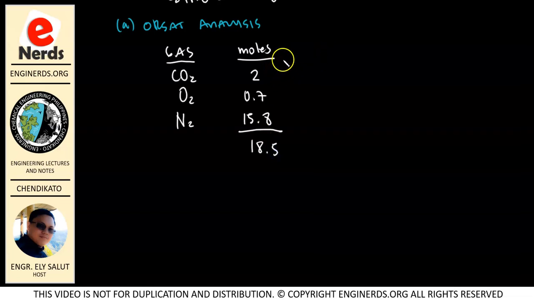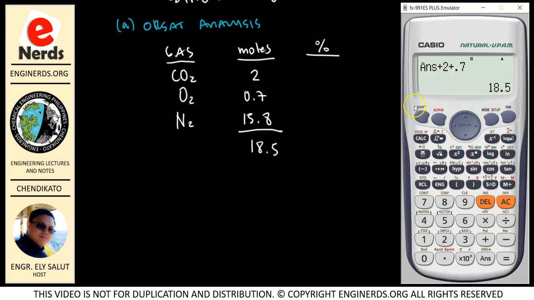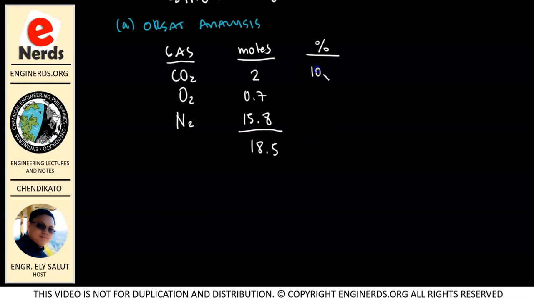Now, since we are asked to get the Orsat analysis, we need to get the percentage of each component. So how much CO2 do we have? So we have 2 divided by 18.5 times 100. We have 10.81%. How much O2 do we have?